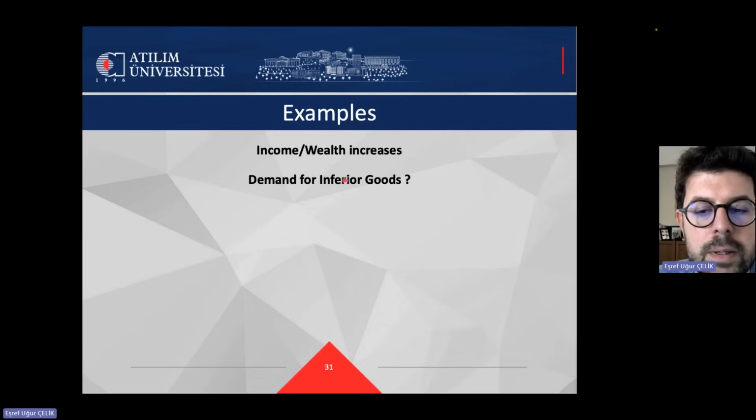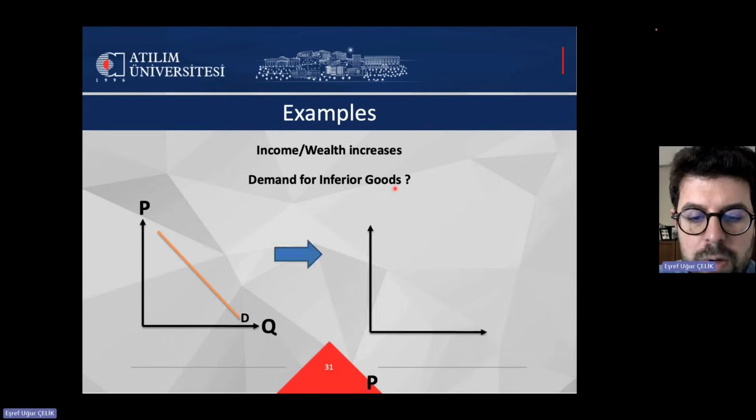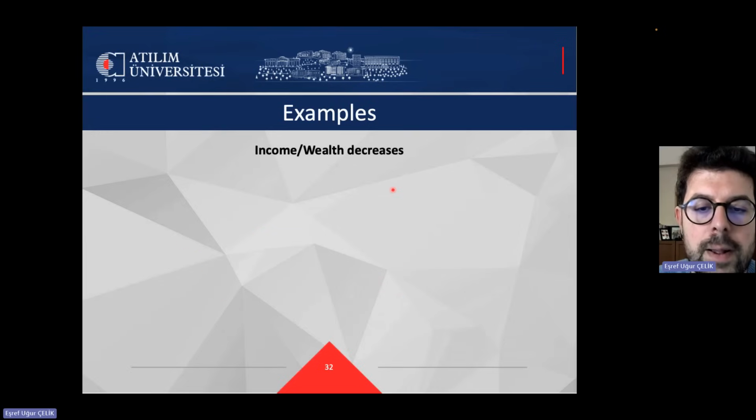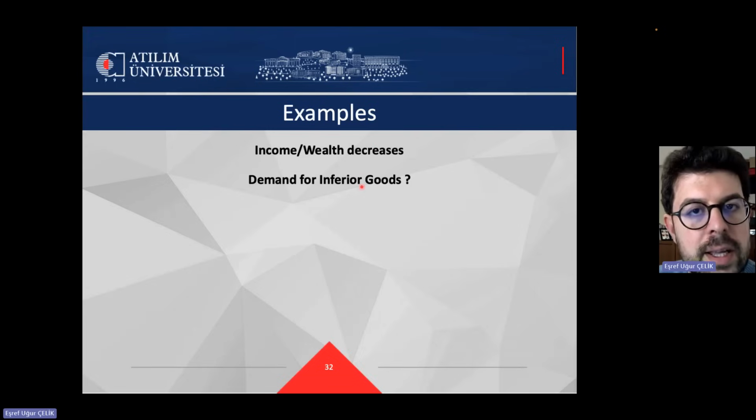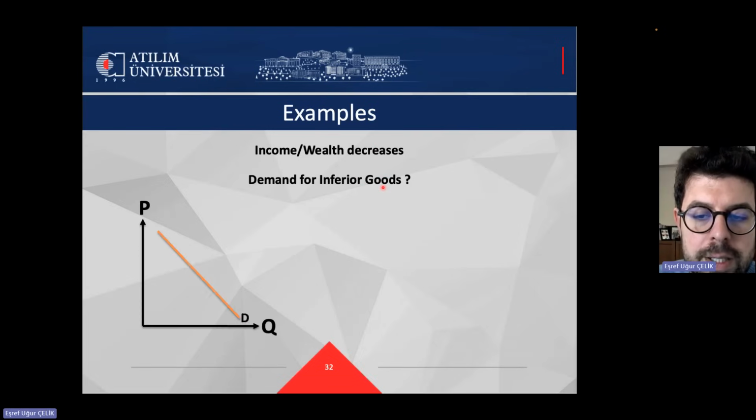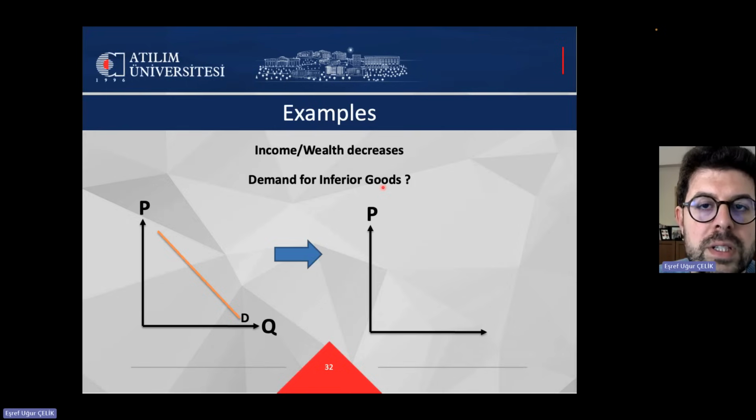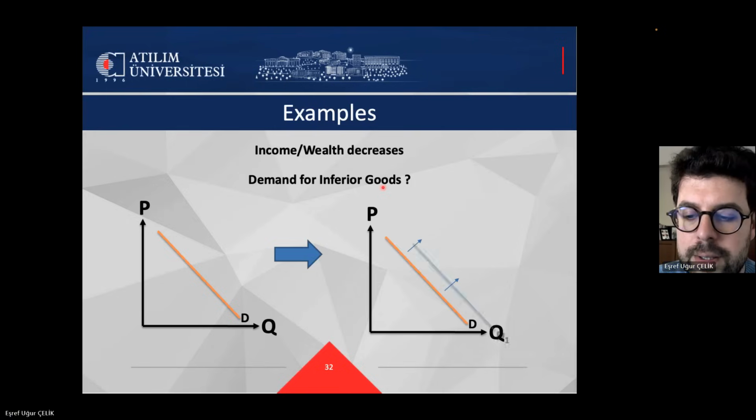In the inferior goods part, we can see the negative relationship. So when one of them is increased, the demand decreases. So the demand curve is shifting to the left. It's like that. Again, for the inferior goods, the relationship is negative. So when income decreases, the demand for inferior goods becomes higher. That means that the demand curve is shifting to the right.